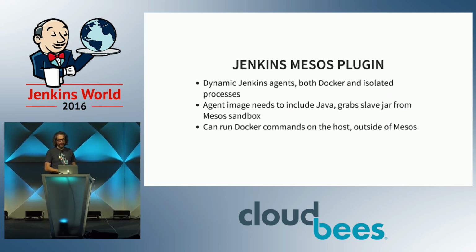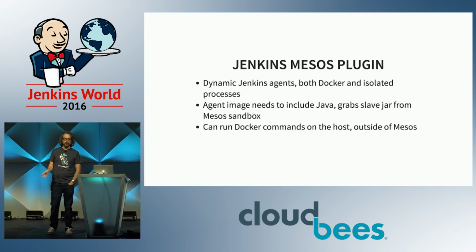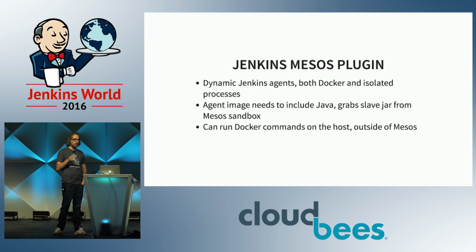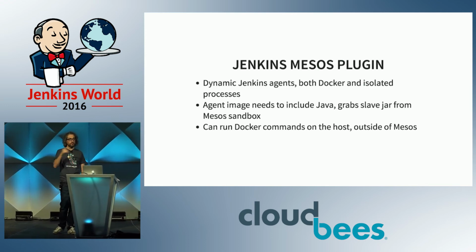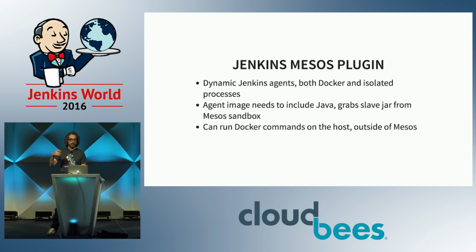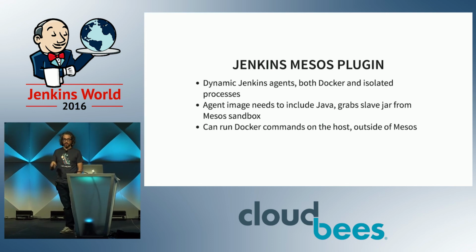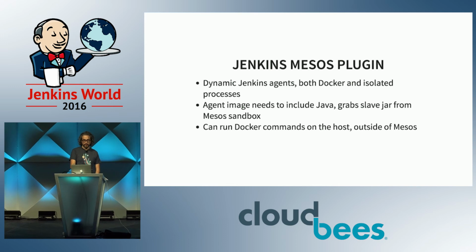The Jenkins Mesos plugin allows you to do very similar things. It provides you a cloud that will start slaves in Mesos. And because Mesos supports processes, not only can you start Docker images, but also processes. So you can start Jenkins agents that are just processes. So again, this needs an image that includes Java to run the slave jar. And you can also do some tricks to run Docker commands from the Mesos plugin.